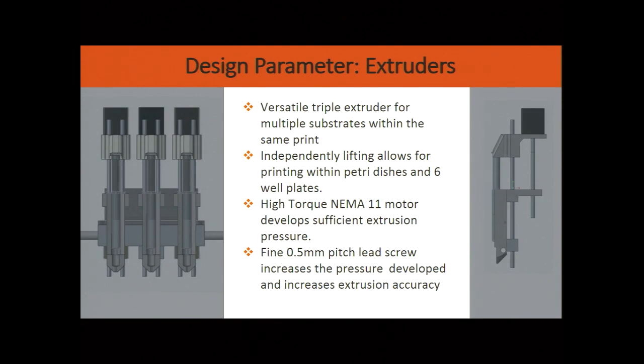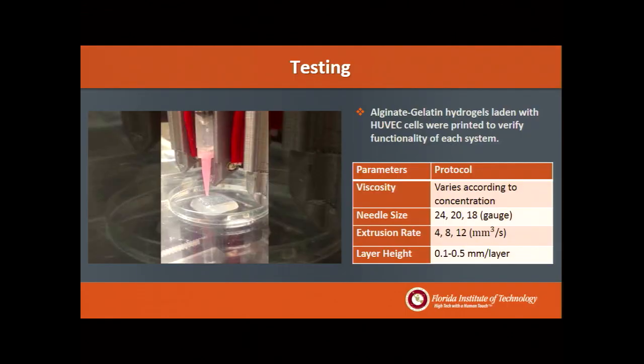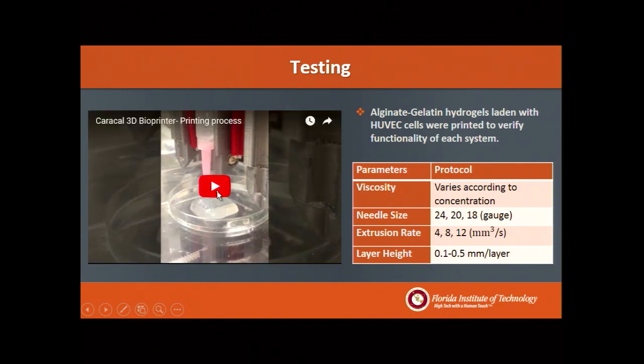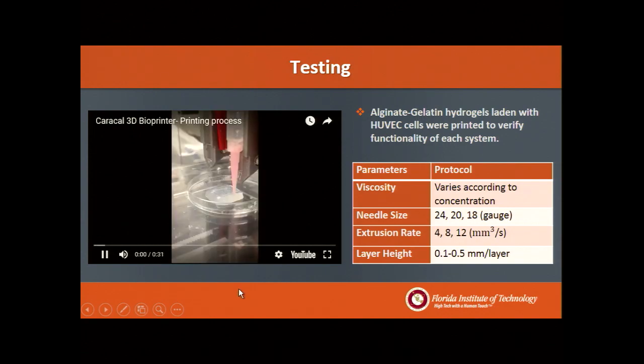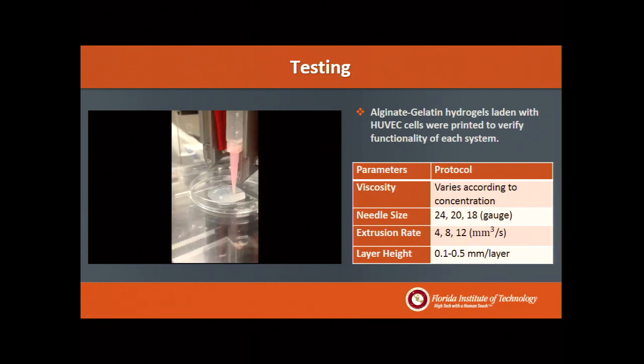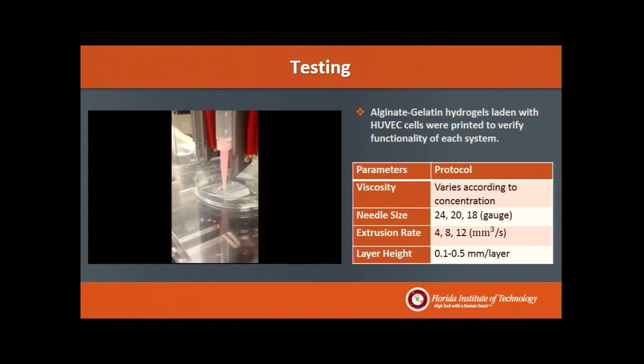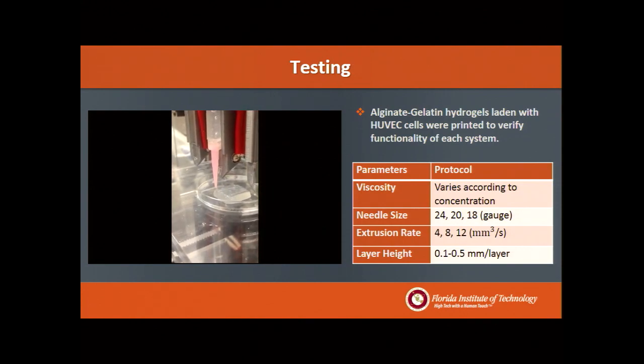The versatility of our system lies in the three different extruder heads. As we have temperature control on all three extruder heads, this can be used in the same print cycle to print different substances which might be required to print in sequences. In terms of testing our system, we printed algae and gelatin hydrogels embedded with UVEX cells under varying parameters such as the needle size, the extrusion rate, and the layer heights.